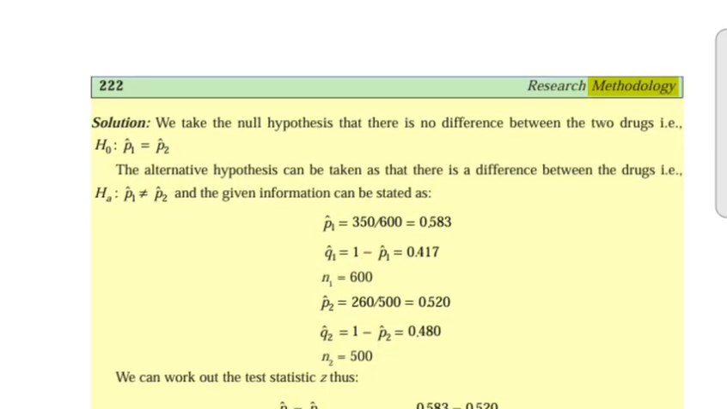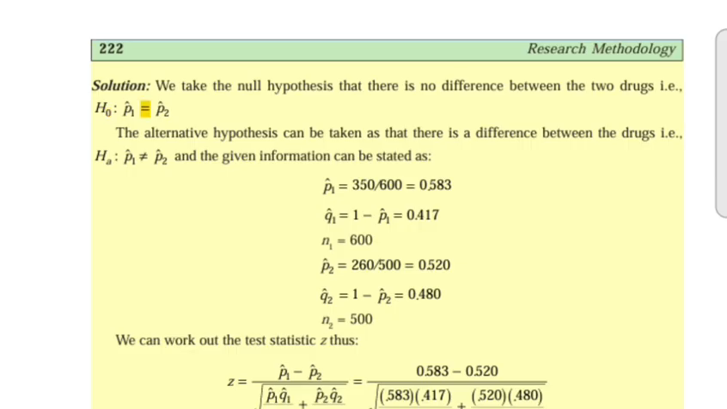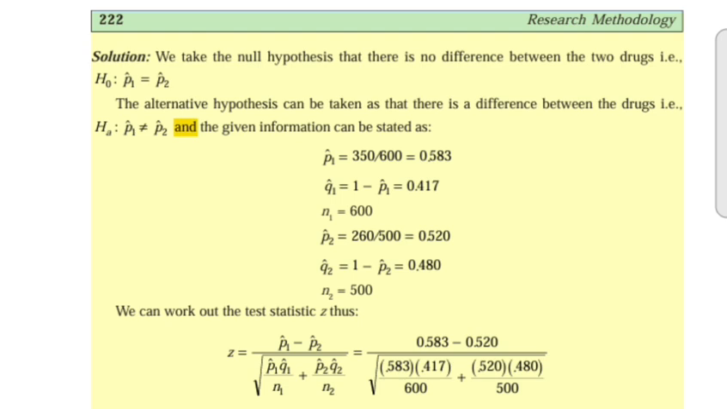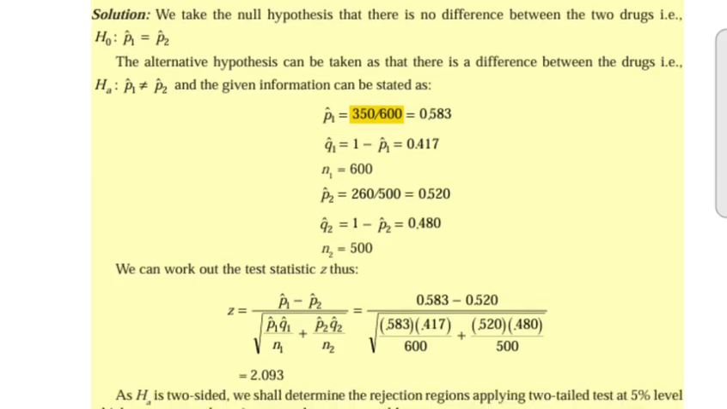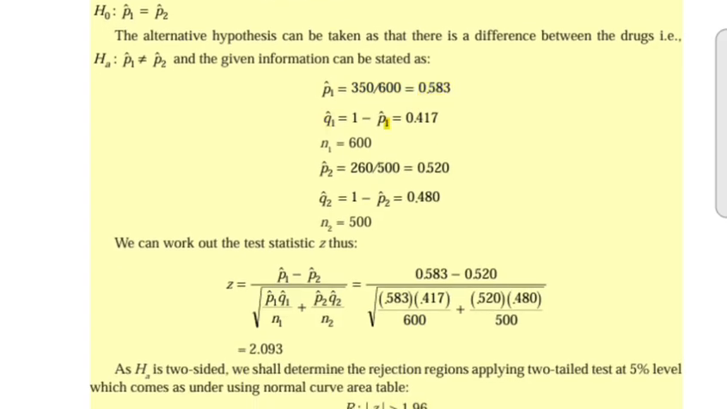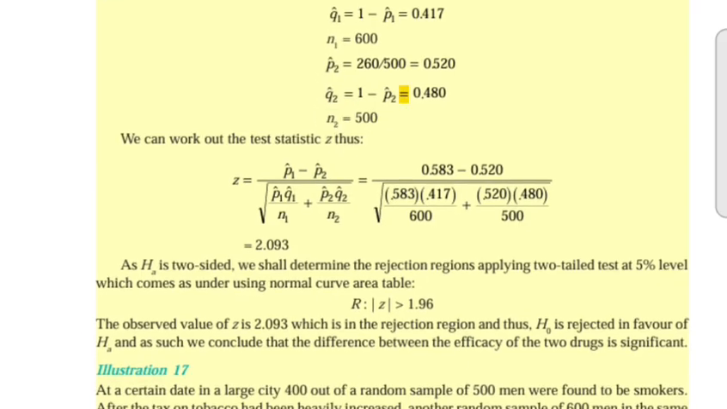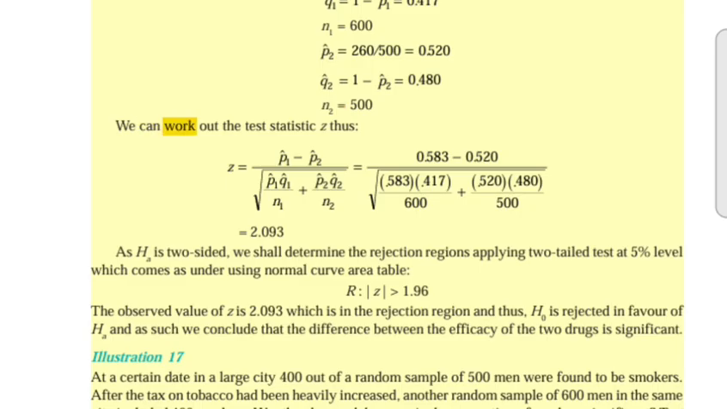Solution. We take the null hypothesis that there is no difference between the two drugs, i.e., H0: P1 = P2, and the alternative hypothesis can be taken as that there is a difference between the drugs, i.e., Ha: P1 ≠ P2, and the given information can be stated as P1 = 350/600, Q1 = 1 - P1 = 250/600 = 0.417, n1 = 600, P2 = 260/500, Q2 = 1 - P2 = 240/500 = 0.48, n2 = 500.